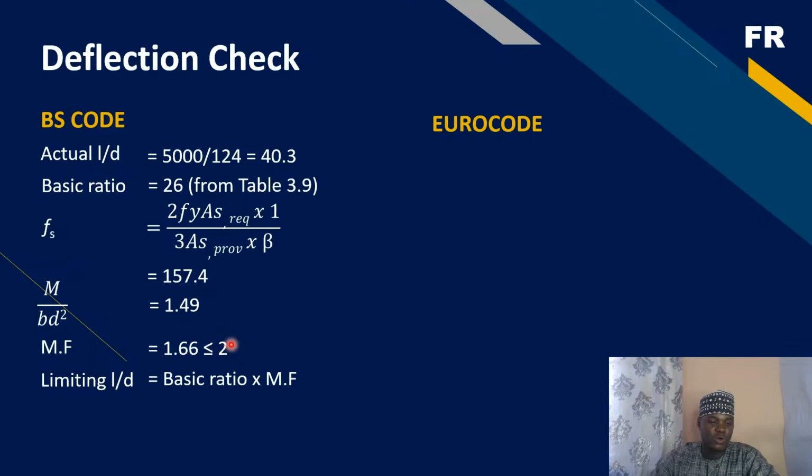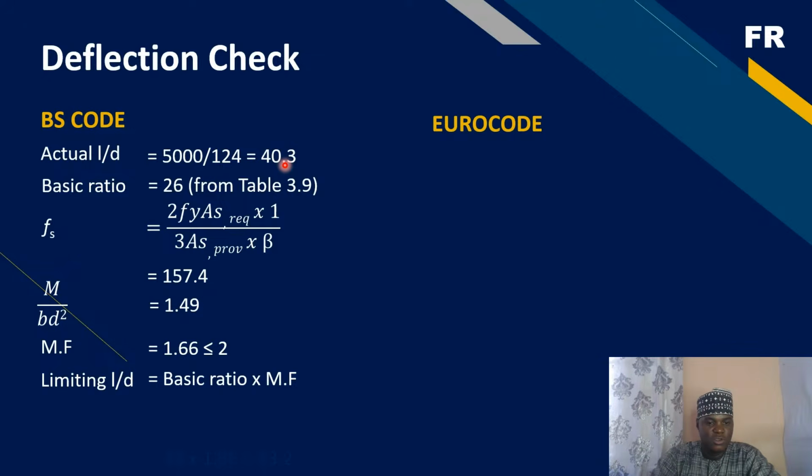So what we need to determine now is the limiting basic ratio. The limiting ratio is equal to the basic ratio times the modification factor. This is the modification factor. Our basic ratio is 26, so this value must be higher than the actual.